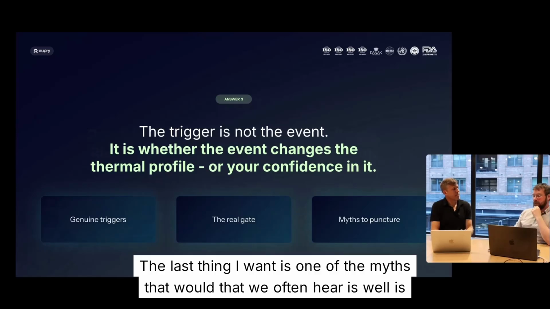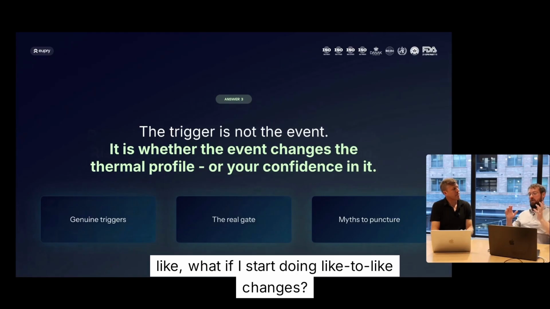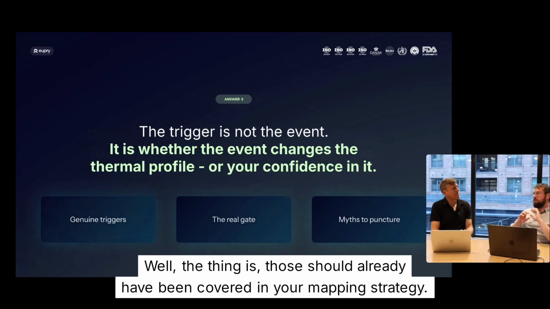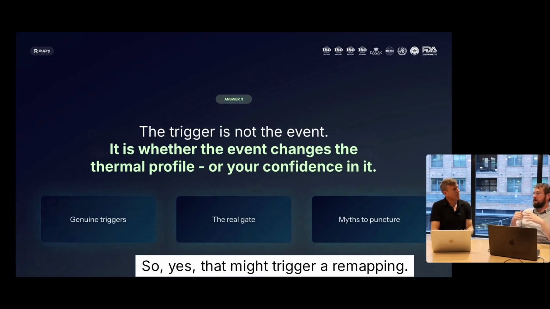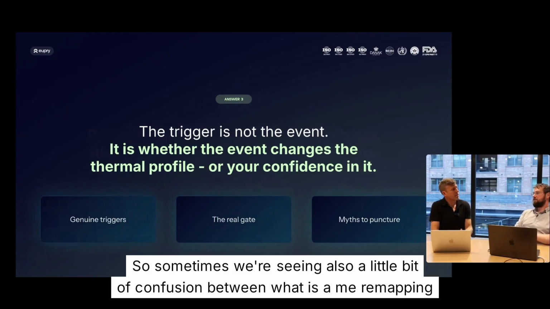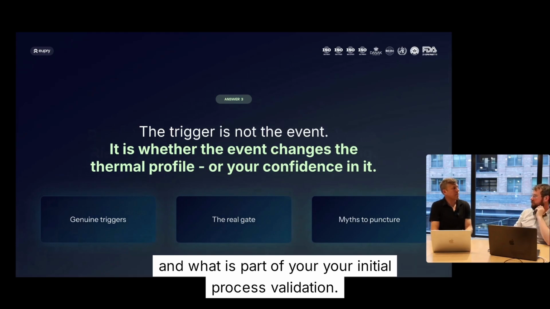The last thing I want is one of the myths that we often hear as well: what if I start doing like-to-like changes, or what if I have seasonal changes? Well, the thing is, those should already have been covered in your mapping strategy. So yes, that might trigger a remapping, but it should already have been part of your mapping studies in the beginning. Sometimes we're also seeing a little bit of confusion between what is a remapping and what is part of your initial process validation.